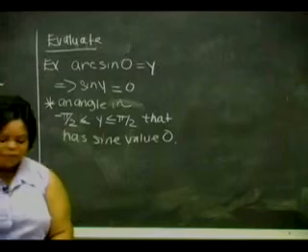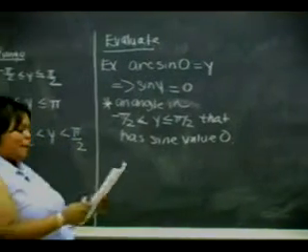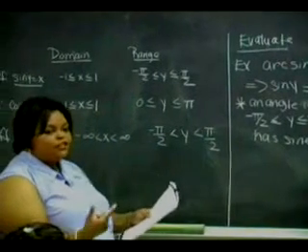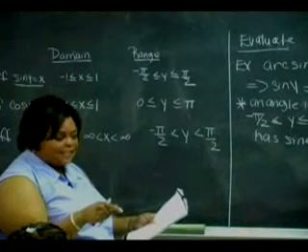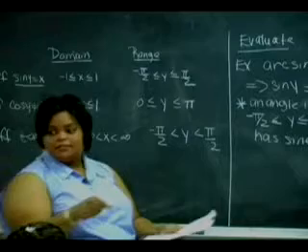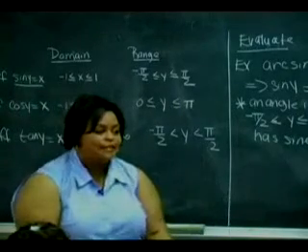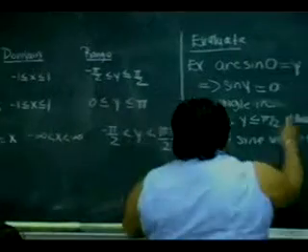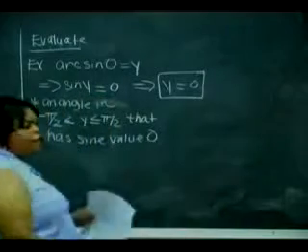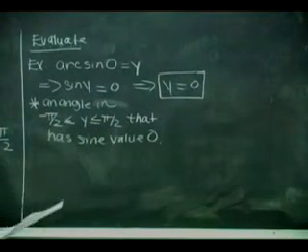So, I bring out my little sheet again. What angle between negative pi over 2 and pi over 2, that means we're dealing with a first and a fourth quadrant angle, has sine value 0? Remember, on this unit circle here, the first value is cosine, the second value is sine. So this means that y equals 0. That is the angle in this interval that has sine value 0.